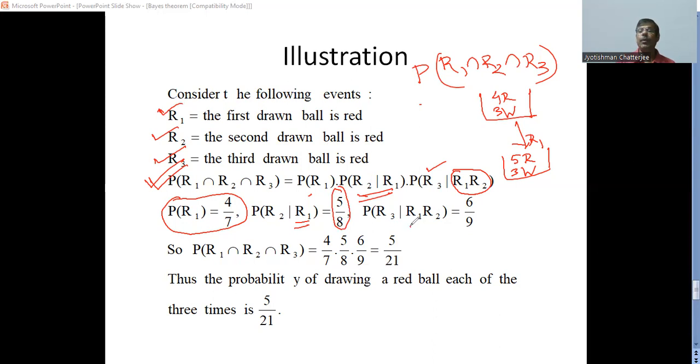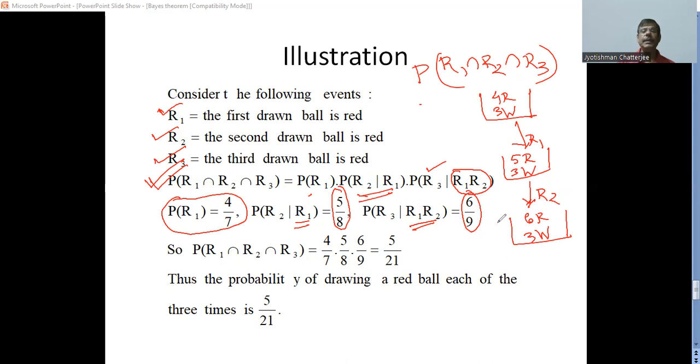Now, what should be the probability of R3 given R1 R2? Given R1 R2 means in the next round also we got red. So the configuration now is 6 red balls and 3 white balls. So the probability of R3 given R1 R2 should be equal to 6 by 9.